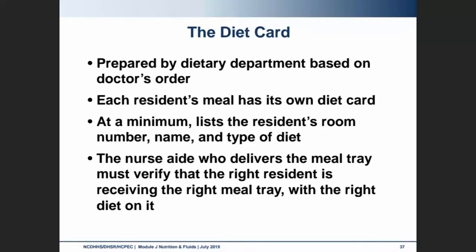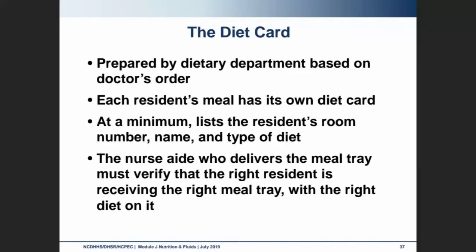The diet card is prepared by the dietary department, and it's always based on a doctor's order. Even if they're on a regular diet with no restrictions at all, it's still a doctor's order. Each resident's meal has its own diet card, and at a minimum, the diet card has to list the resident's room number, the resident's name, and the type of diet that they're on.